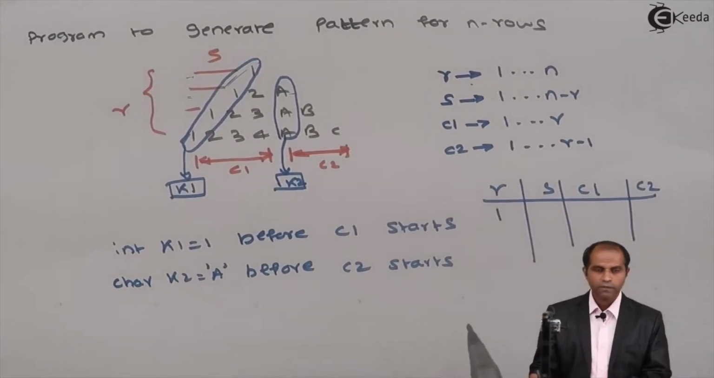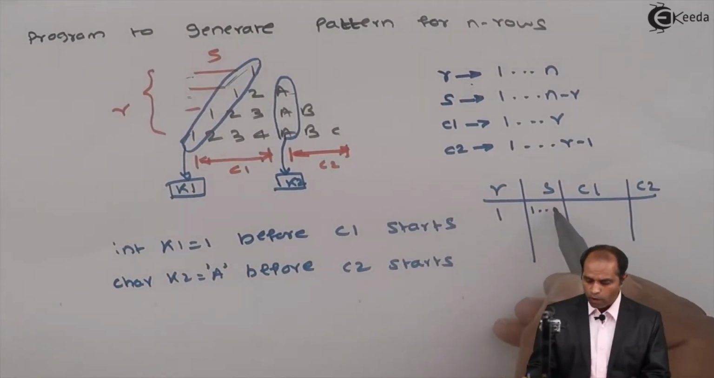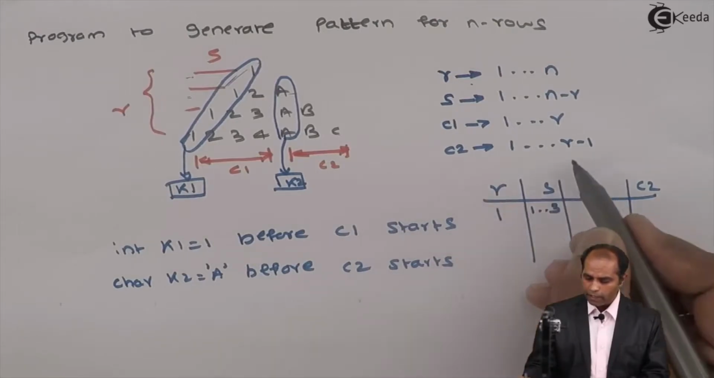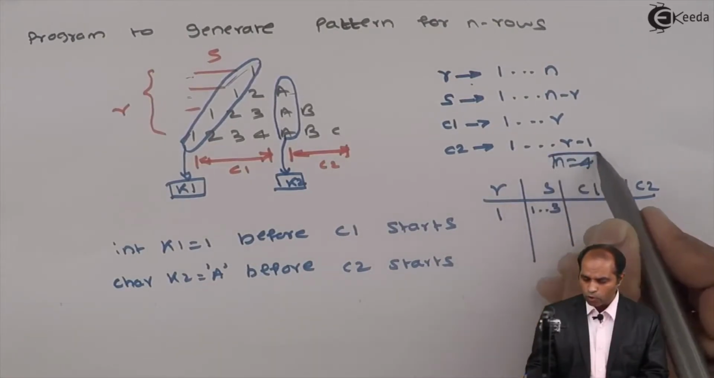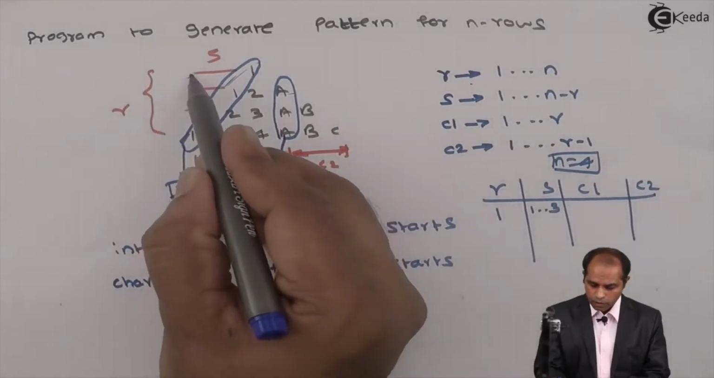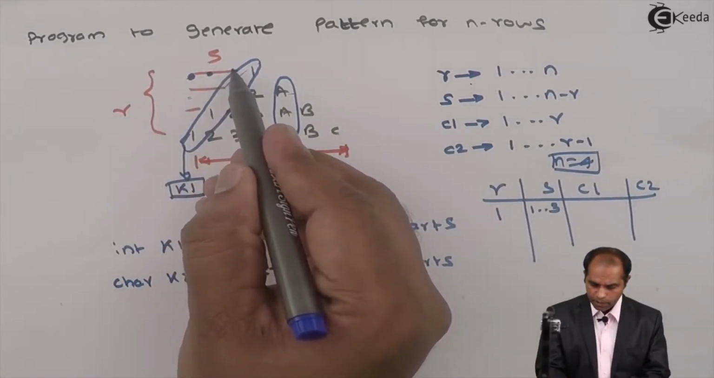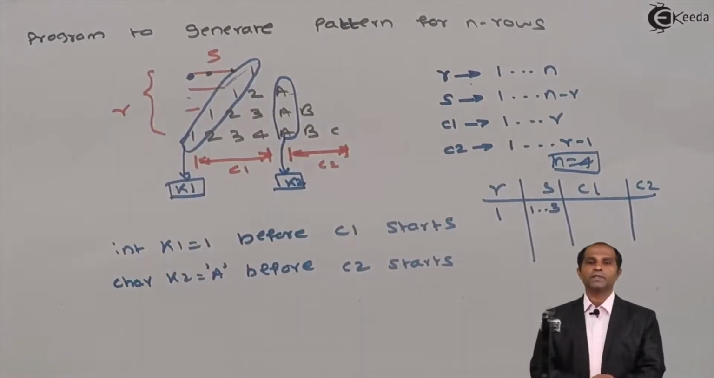So when R is 1, your S has to go from 1 and end up at 3 if the pattern is supposed to be done for 4 rows. You observe this. So this is my first space, second space, third space, and at the fourth space I'm supposed to print the number.